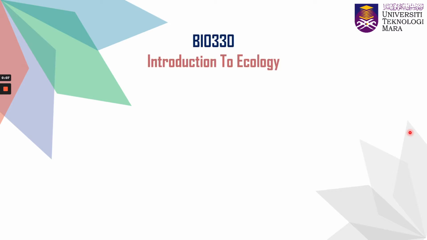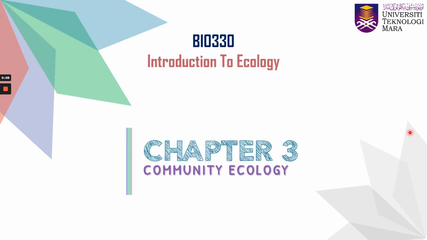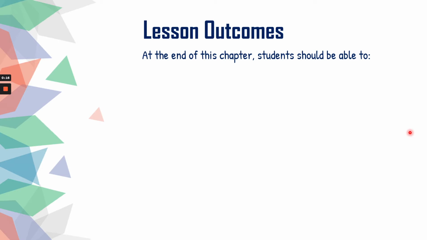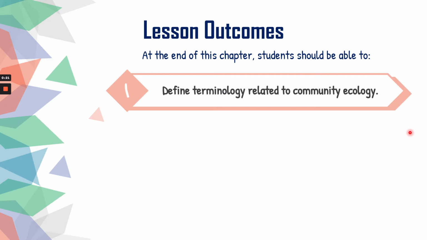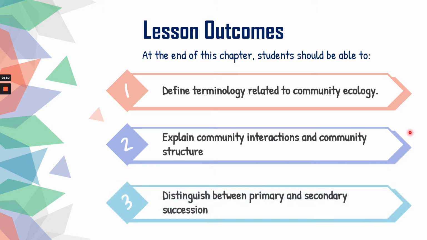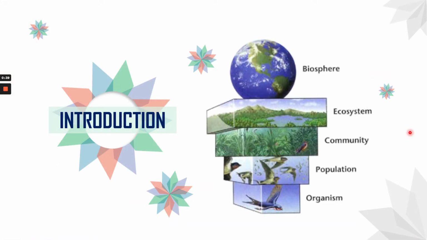This is Bio 330, Chapter 3, Community Ecology, Part 1. First thing, the lesson outcomes. By the end of this chapter, students should be able to define terminology related to community ecology, explain community interactions and community structure, and last but not least, distinguish between the primary and secondary succession. Before we go further, this is an introduction about this chapter.